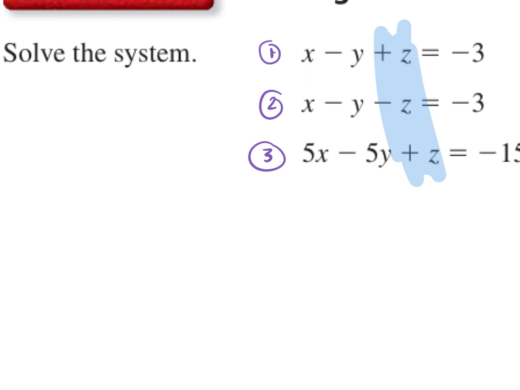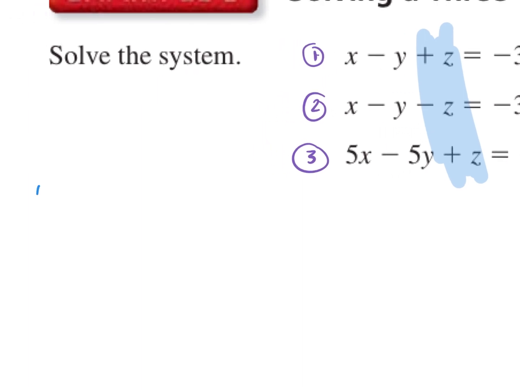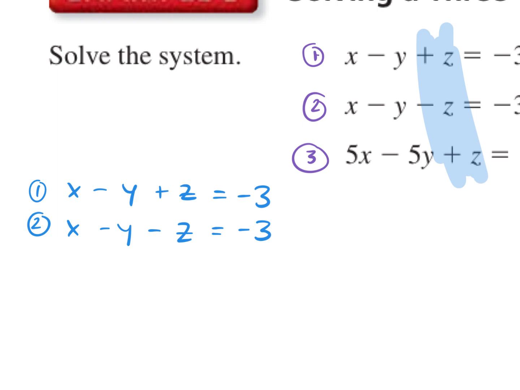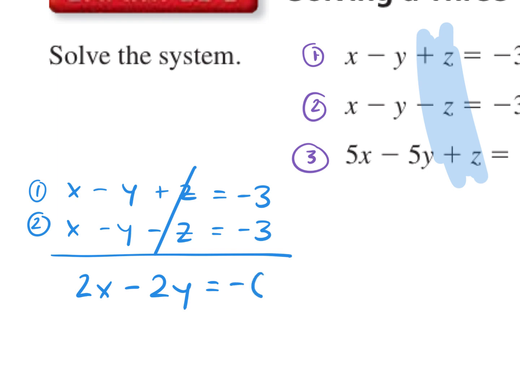Which two equations do you want to combine? 1 and 2. So we have x minus y plus z is equal to negative 3. And 2 is x minus y minus z is equal to negative 3. Do the z's cancel? Yep, perfect. So let's combine the rest. What's x plus x? 2x. What's negative y minus y? Negative 2y. And negative 3 minus 3? Negative 6.